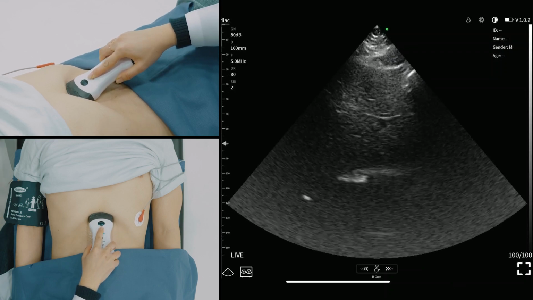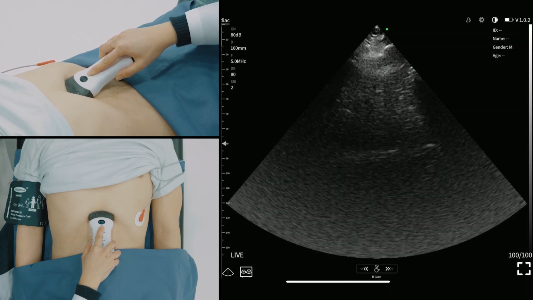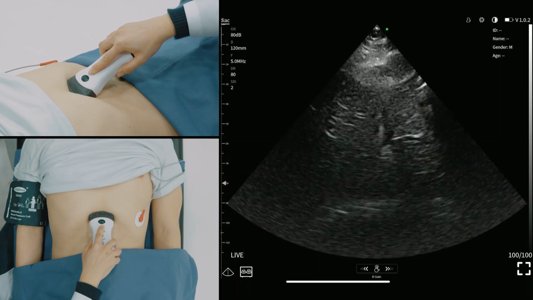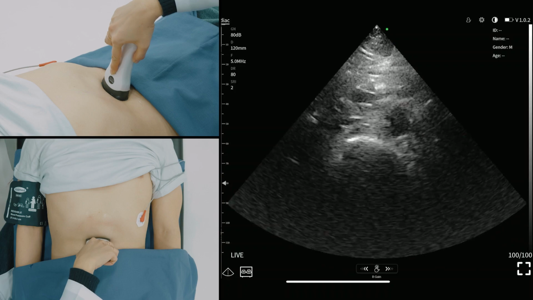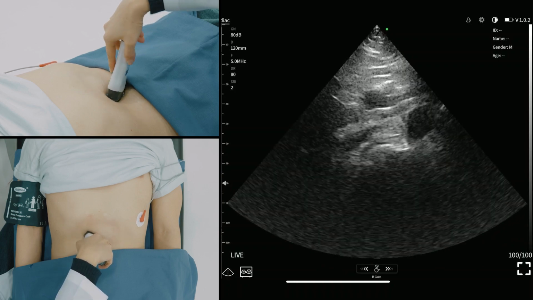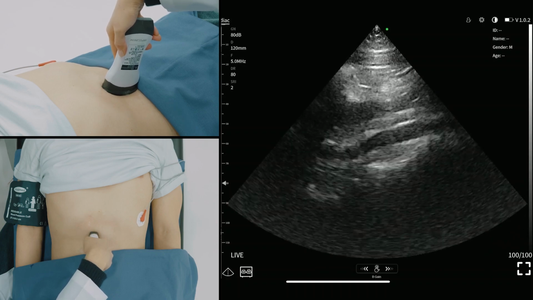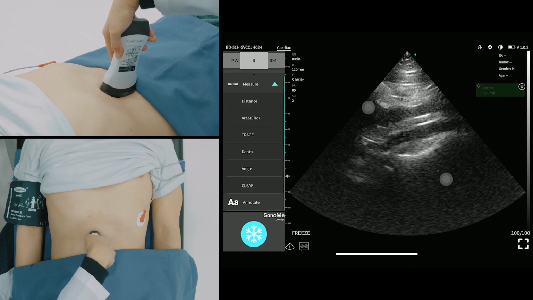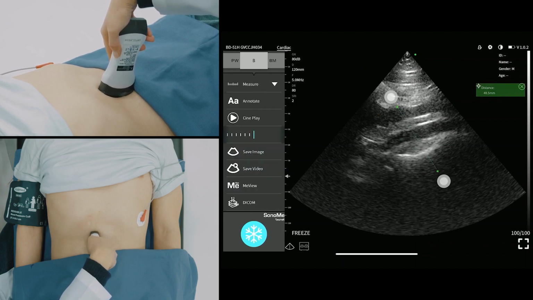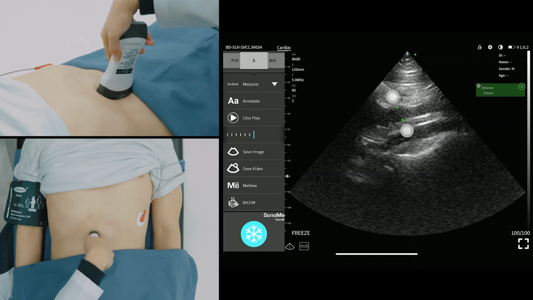The subxiphoid approach involves placing the transducer sagittally to visualize the IVC entering the right atrium at the cavoatrial junction. Measure IVC diameter 2 cm below the cavoatrial junction during both inspiration and expiration. Normal expiratory diameter is 1.5 cm to 2.5 cm, collapsing to less than 50% during inspiration. In trauma cases, significant IVC collapse and a small diameter less than 1.5 cm indicate volume depletion.